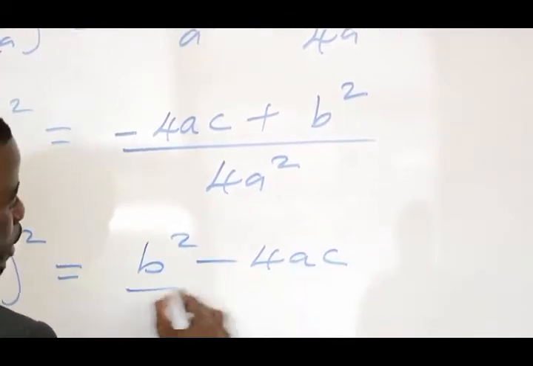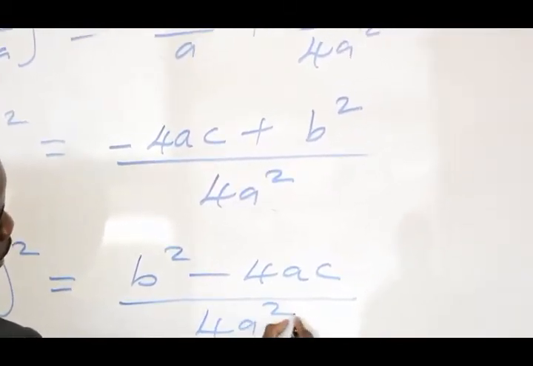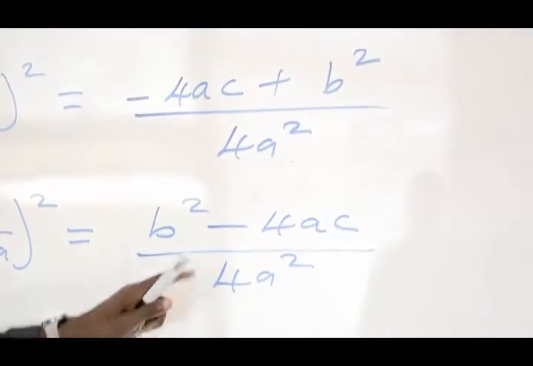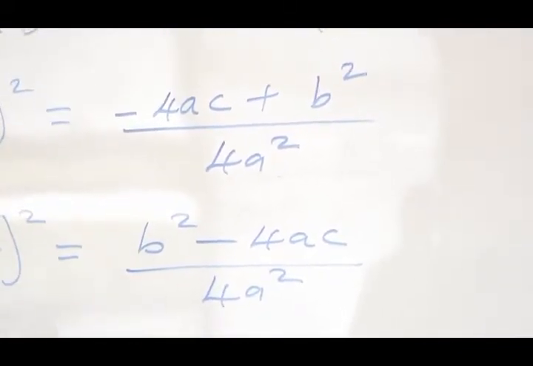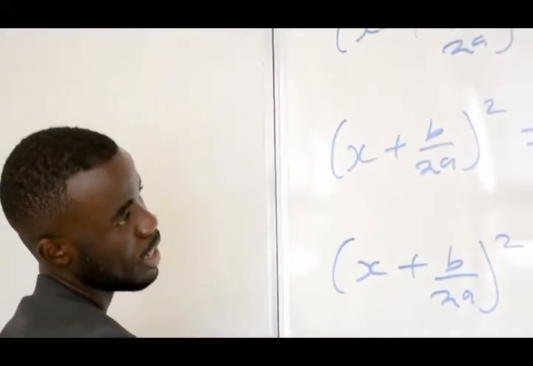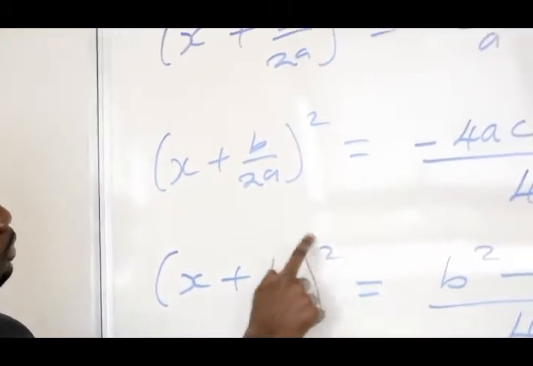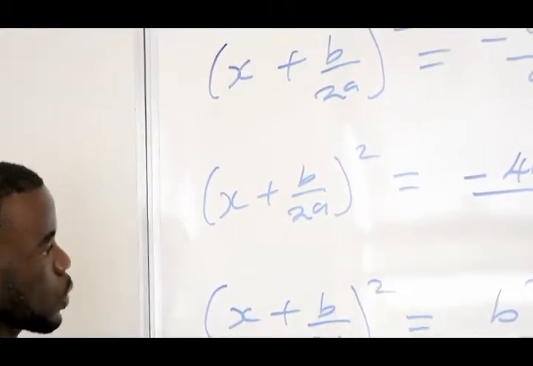You start with positive b squared, then you end with negative 4ac. These two have the same meaning, I'm just swapping them. Now let's see where we go. When we reach this stage, we are going to remove this square root. How do you remove this square root?